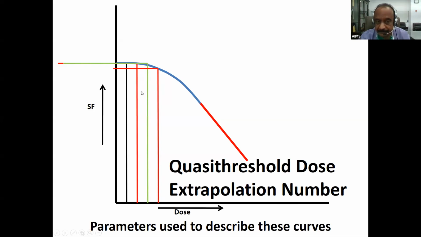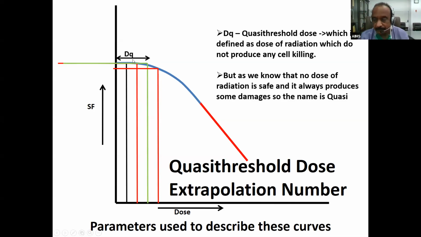So it gives you an impression that there is a threshold dose for radiation to act, meaning that radiation will only act beyond that threshold dose. But we all know that there is no threshold for radiation to act. Even a small dose of radiation will result in some kind of damage. So though this model suggests that there is a threshold dose, we know there is no threshold dose in reality. That is why we call it quasi threshold. It looks like a threshold, but it is not.